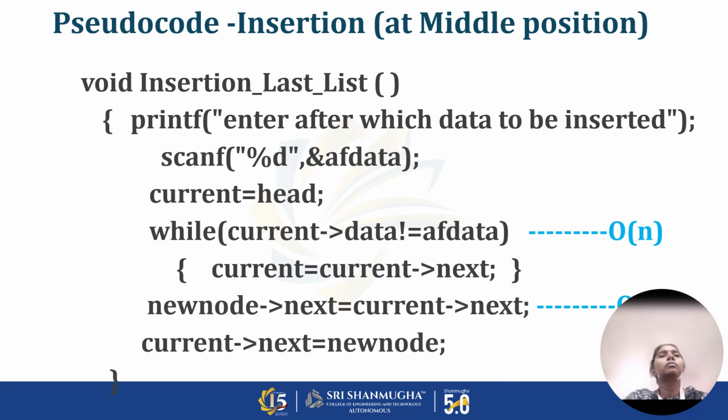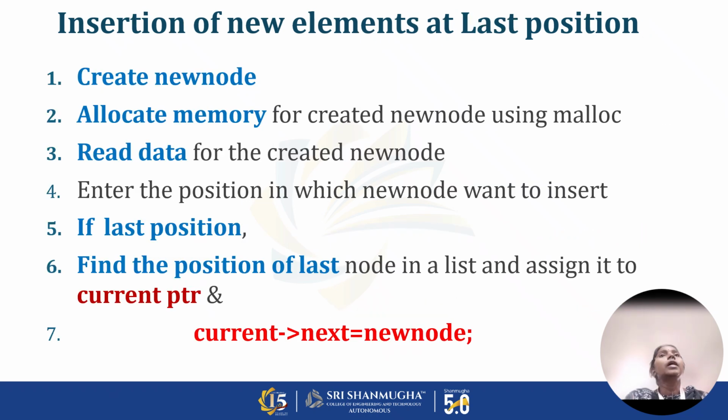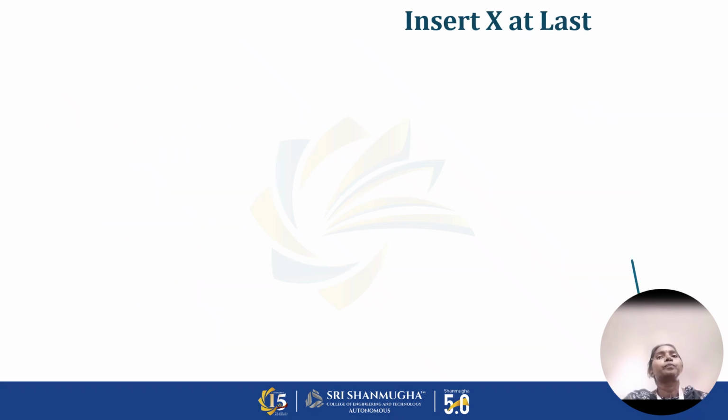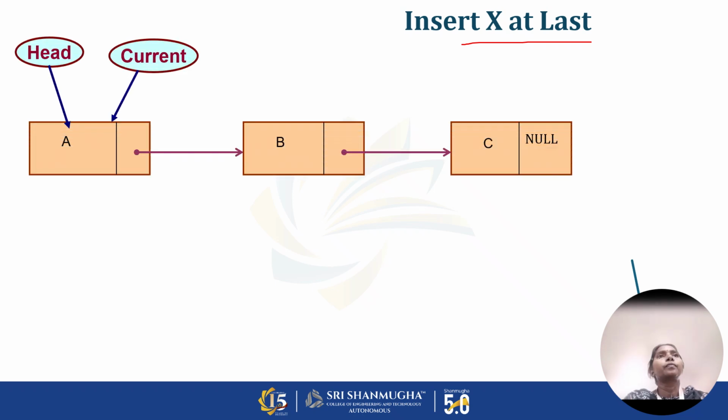So new node. Okay. Insertion of a new element at the last position. Create a new node and allocate memory for the created new node. Read data for the new node and enter the position in which the new node is to be inserted. If it is the last position, find the position of the last node and assign it to the current pointer. So current next is equal to new node. Insert X at last.